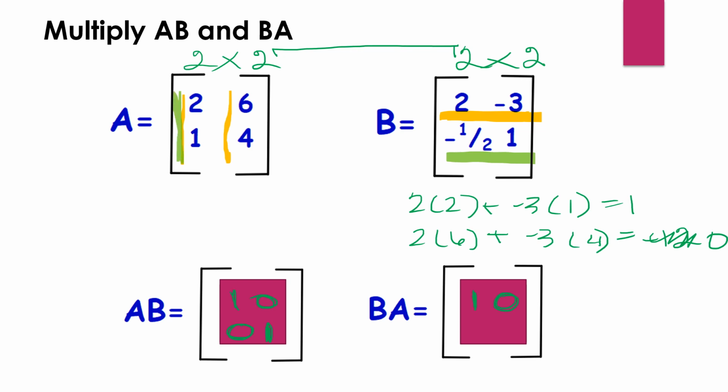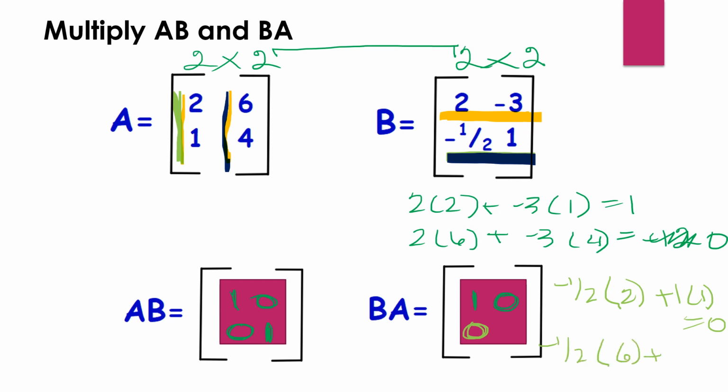1, and those elements will give us negative 1/2 multiplied by 2 plus 1 times 1. So negative 1/2 of 2 would be negative 1, and negative 1 plus 1 would give me a 0. So that is row 2, column 1's element. And our last example, row 2 by column 2, and that will give us negative 1/2 multiplied by 6, which is negative 3, plus 4 times 1, which is 4, so that gives us a value of 1.